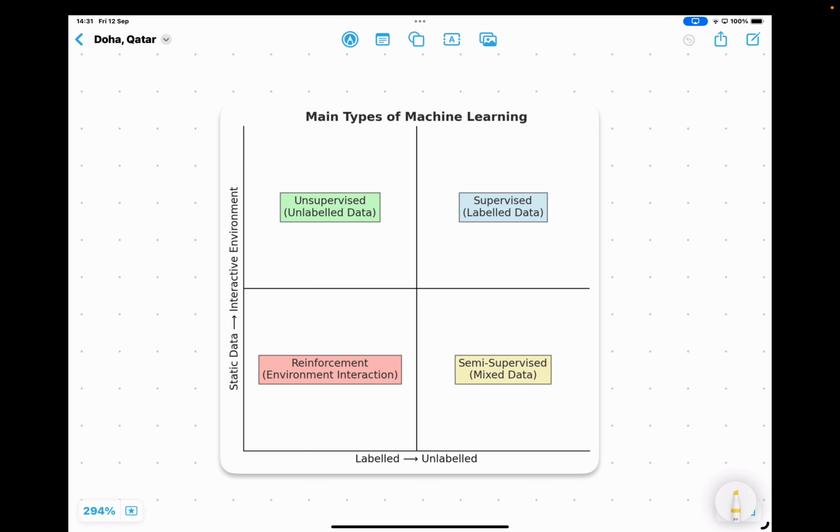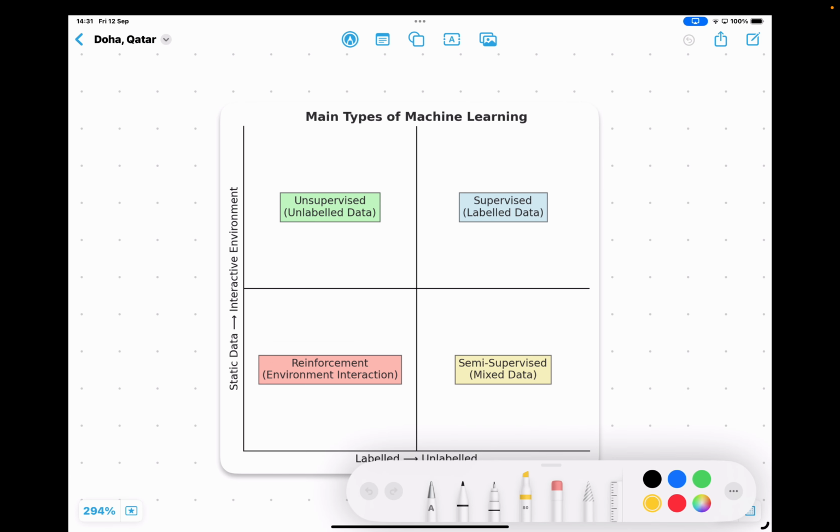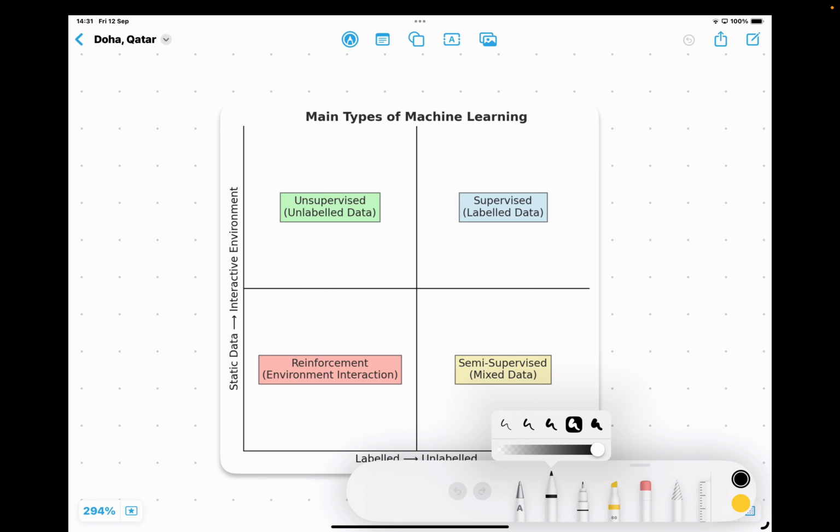Let's see what kind of pen is best used for this drawing. This should open here. Maybe this one. And let's change the color.